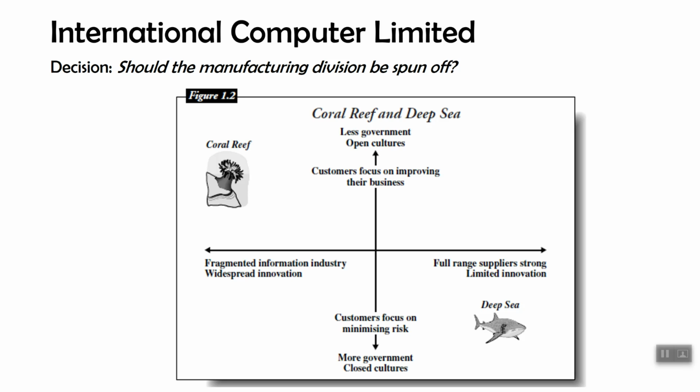Deep Sea, on the bottom right, was a world in which few large suppliers dominated their own territory for both consumer electronics and business computing, and customers preferred dealing with those established suppliers because they were big enough to sue.